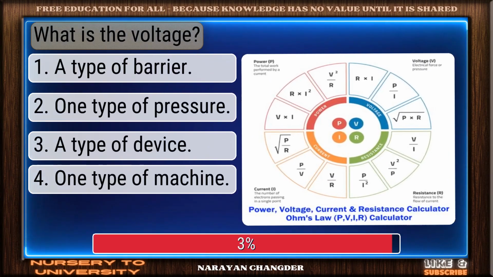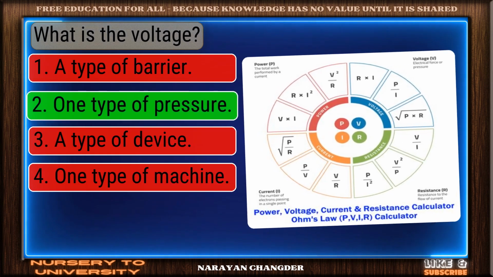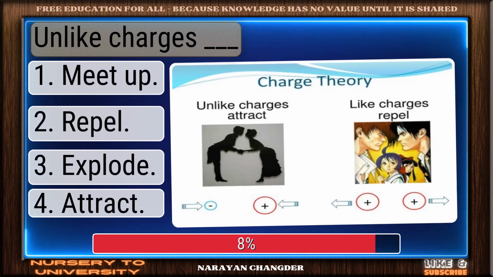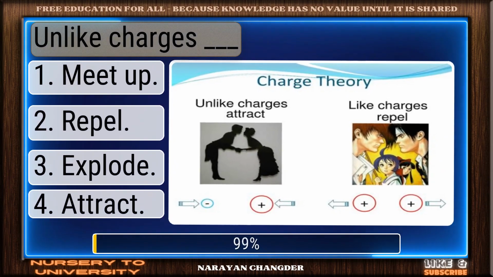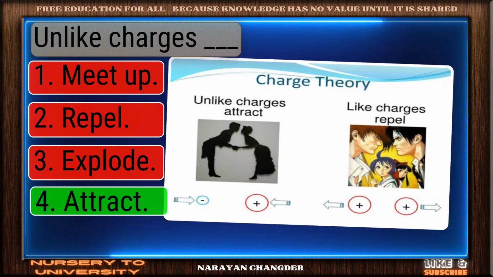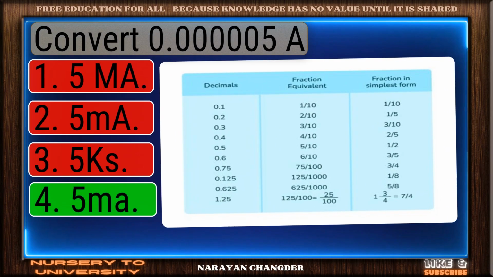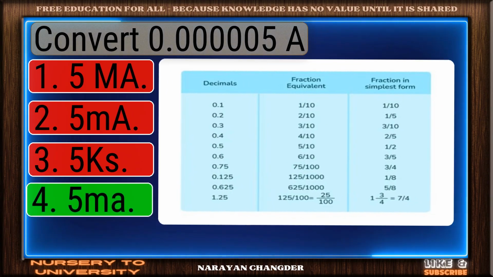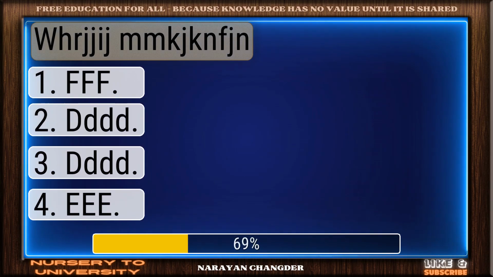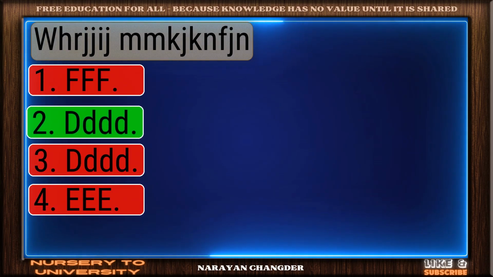What is the voltage? Valid point. One type of pressure is true. Unlike charges dash. Good thinking. Attract is the right answer. Ponorosen 5. Sharp thinking. Faima is the right choice. Excellent choice. DDD is the right answer.